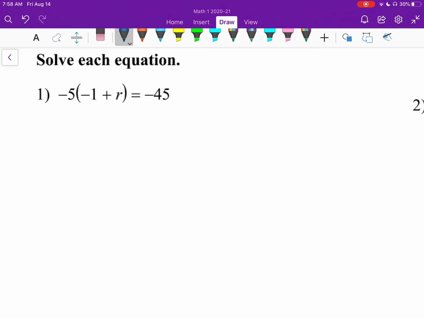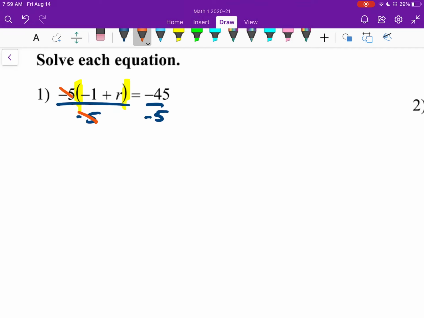Now, number 1, we've got this -5 hanging out front, and then we've got these parentheses. Because we have these parentheses, we're able to get rid of that -5 right away. The way that I'm going to do that is I'm going to divide the whole thing by -5 on both sides, right? See, I'm trying to get that r all by itself, but right now it's stuck in those parentheses. So I divide by -5, and these left -5's cancel.